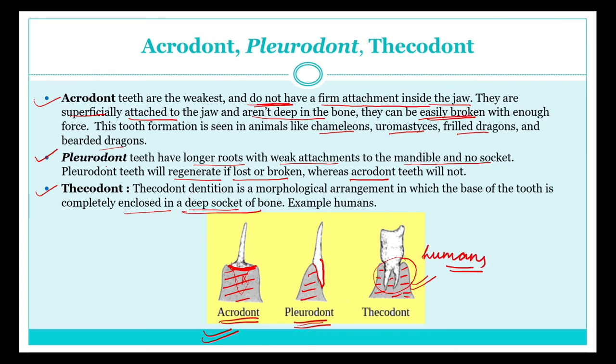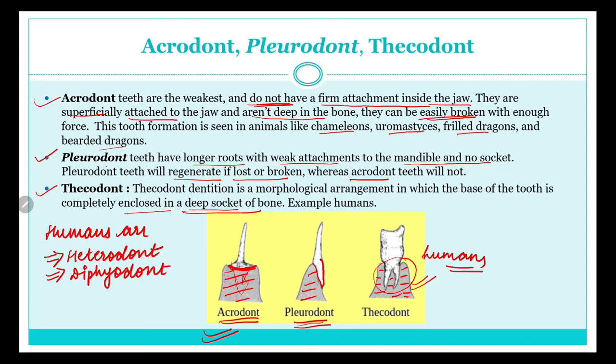So till now we know that, first of all, humans are heterodont. That means we have different types of teeth, that is incisors, canines, premolars and molars. Then human teeth are diphyodont, which means that there are two different sets of teeth that come in different stages of life. And lastly, human teeth are thecodont, that is, these teeth are embedded in the bony sockets.